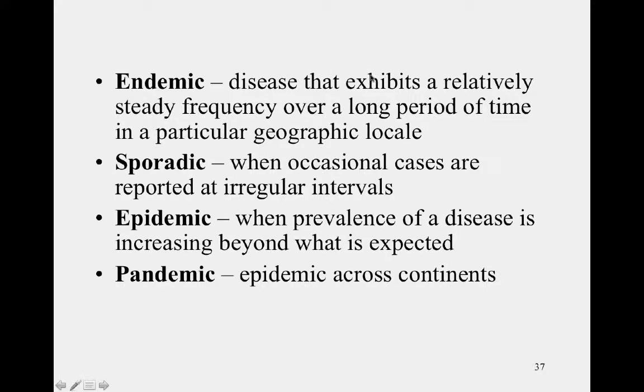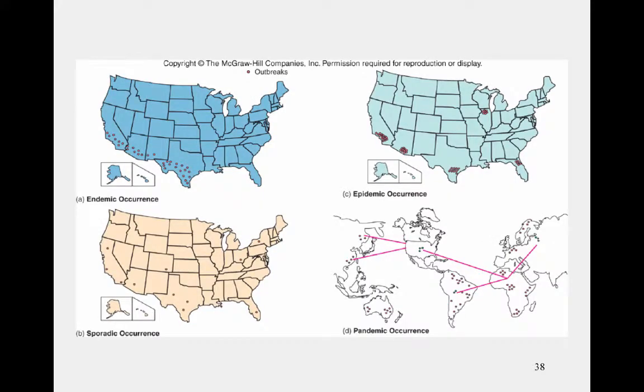So a disease that exhibits a relatively steady frequency over a long period of time, you always find it there. So cases of typhus are endemic in some areas of the world. Rhinovirus, which is cold virus, is always circulating in the population. So there are some infectious diseases that are endemic, and these are just cartoon images displaying that. Pandemic, worldwide. Epidemic, spreading beyond what is expected. Endemic, it's always present along this particular area of the U.S., along this coast. Sporadic, irregular intervals.